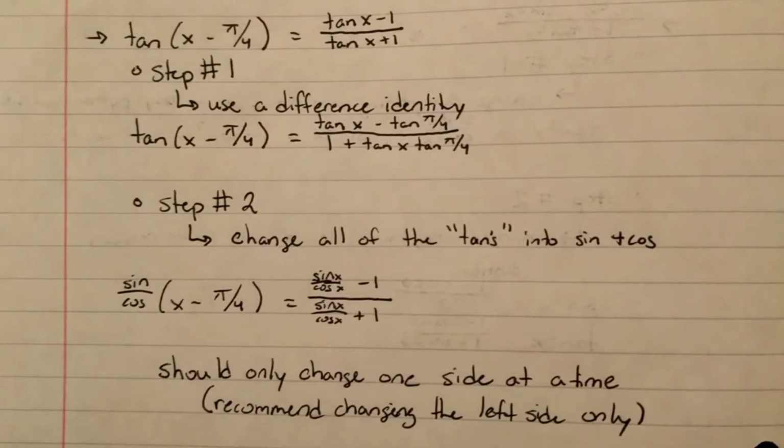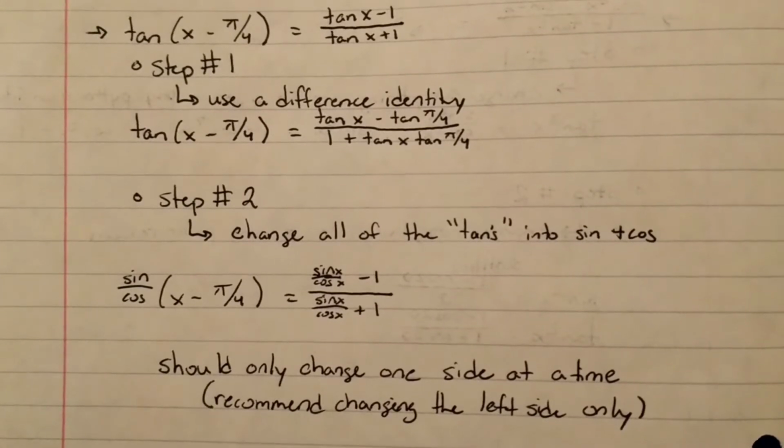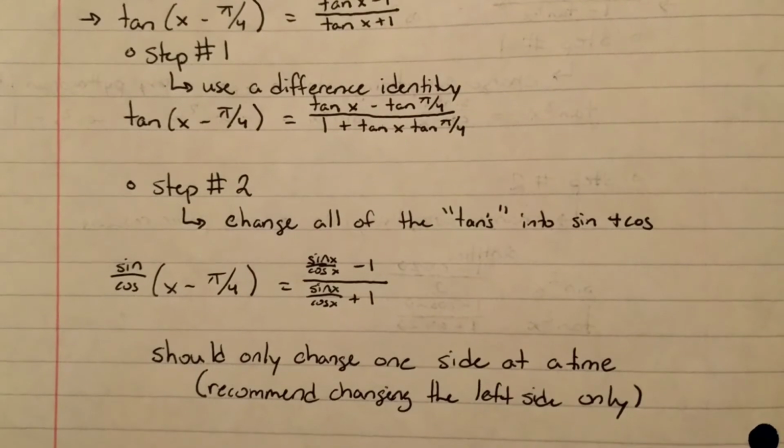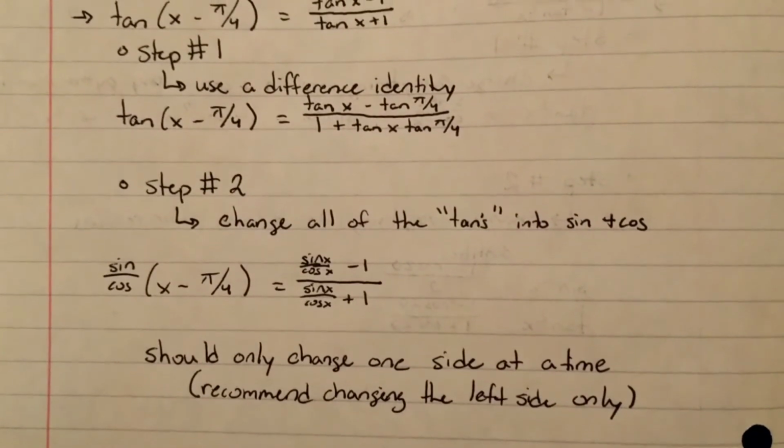And step number 2 would be changing all of the tans into sine and cosines. I don't recommend doing this because this would make the equation very messy, as you can see below, and you should only change one side at a time, and if you were to do this step, I would recommend only changing the left side.